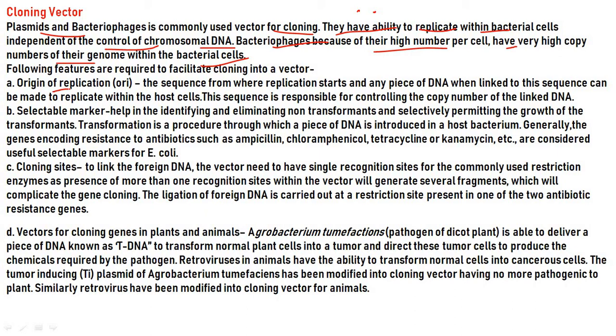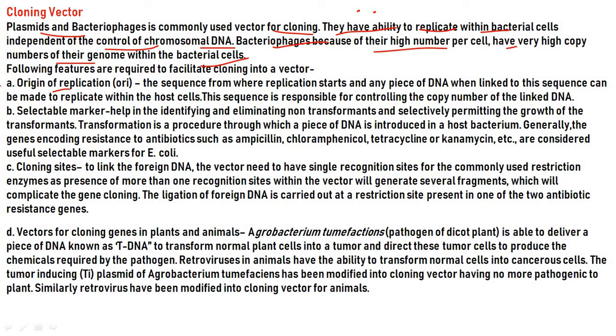That is the origin of replication. So a cloning vector must have its origin of replication, a selectable marker for identifying the recombinant from the non-recombinant, and preferably a single recognition site for cloning. The cloning vectors are of four types: plasmid, viruses, cosmids, and artificial chromosomes. The plasmid vector for plants is different from the others.